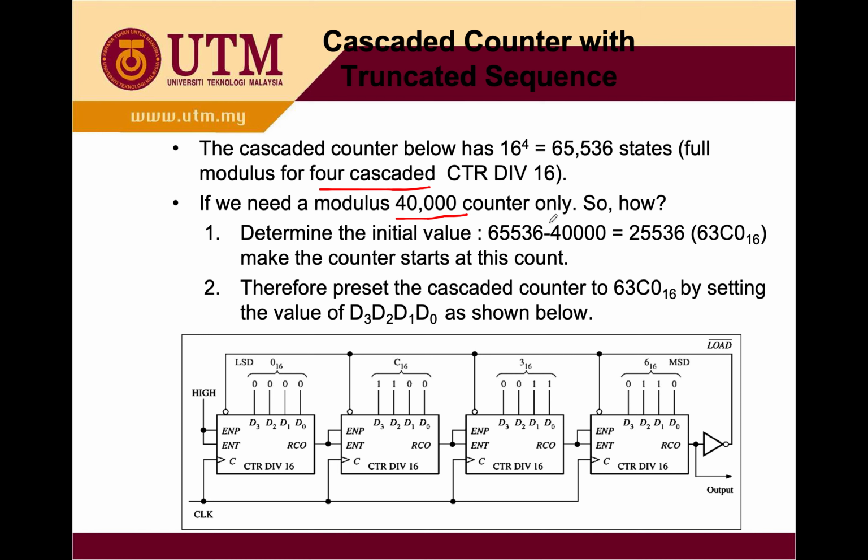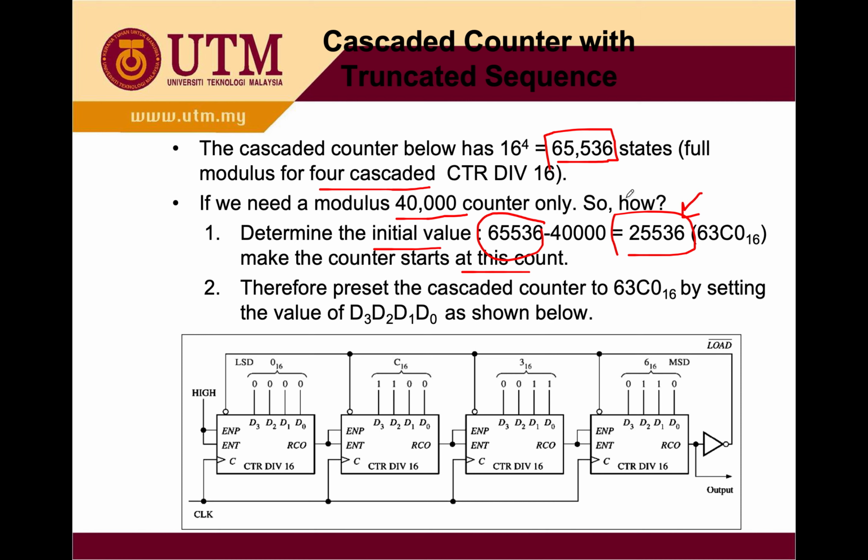And if we need a modulus for a 40,000 counter only, how are you going to get only this, because overall altogether it is 65,536? So you need to determine the initial value. This is the initial value. You need to subtract 40,000 so that you can get the leftover, and make the counter start at this count. So you need to start from here.